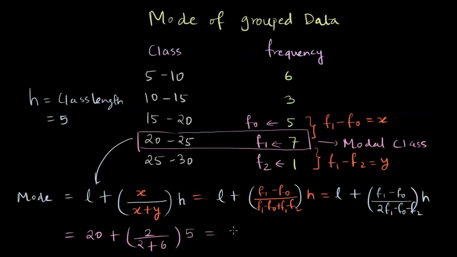And if we compute this, we get 20 plus the ratio becomes 2 by 8, which is nothing but 1 by 4, times 5, which is nothing but 20 plus 5 by 4, which is 20 plus 1.25, or 21.25. And 21.25 is the mode for this example.